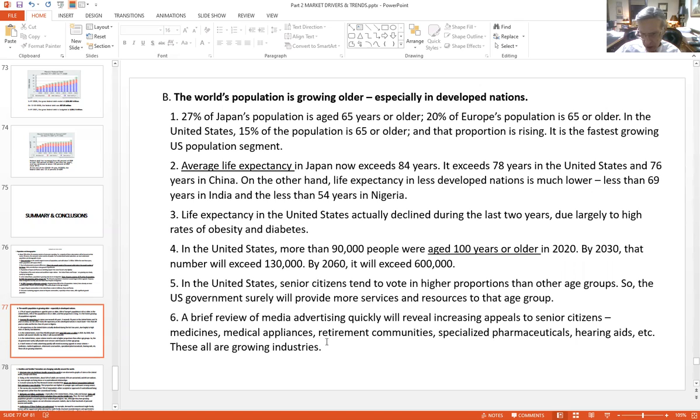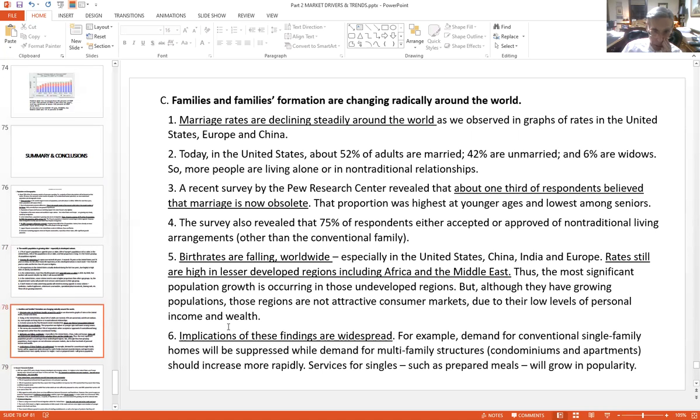If we just take a look at advertising in media, we see already that marketers and businesses are beginning to appeal more and more to senior citizens, whether it's in the production of new medicines, medical appliances, of which there are many, retirement communities, specialized pharmaceuticals, hearing aids, and so forth. These are all growing industries.